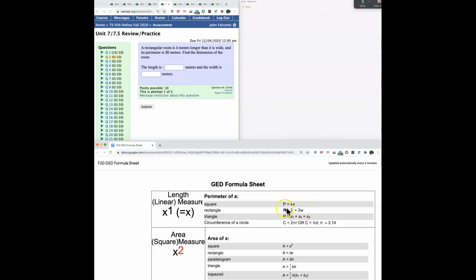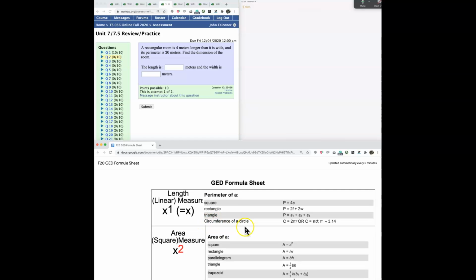And you really need to familiarize yourself with this sheet if you're taking the GED. Anyway, we're going to borrow this because they're talking about a rectangle and perimeter. This P stands for perimeter. They have the definition for perimeter of a square, rectangle, triangle, and then circumference of a circle, which is the perimeter of a circle, but we just don't use the word perimeter for a circle. We say circumference.